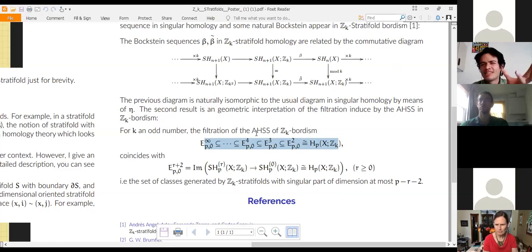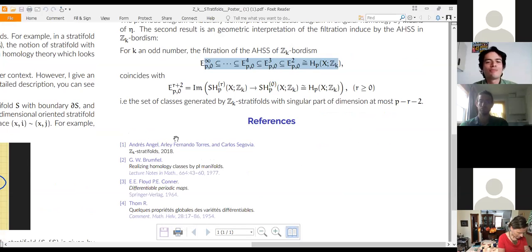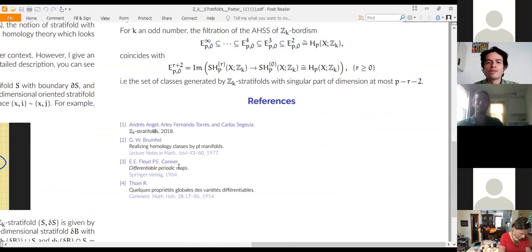For the last part, but this is not part of the presentation, we can give a stratifold description for maybe some classes that cannot be represented by manifolds, and some references that give more detail on this topic, maybe a paper on arXiv and some well-known references on this kind of problems.